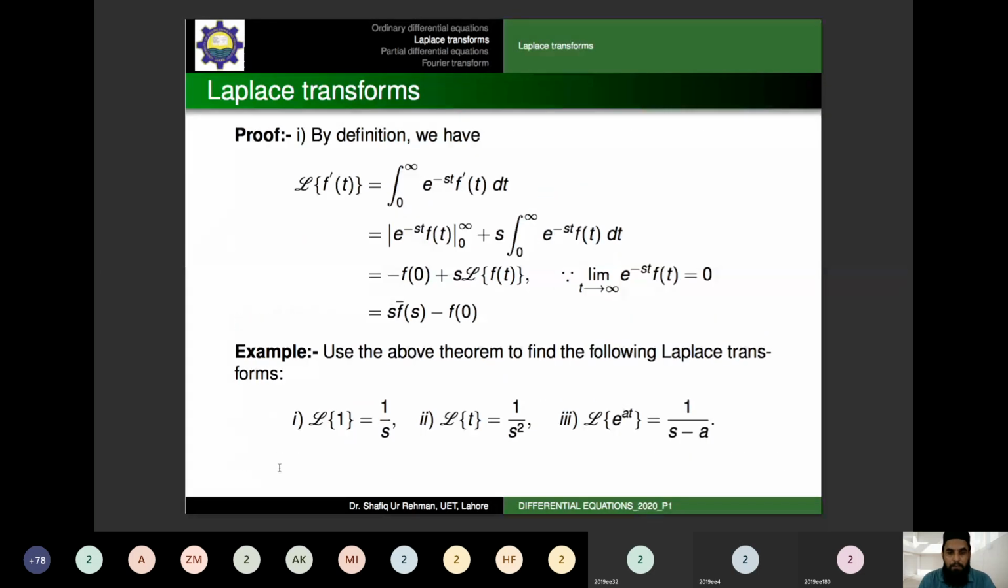If we are interested to see the proof, take into consideration the first one. By definition, we know the Laplace transform of f prime of t will turn out to be the integral over the interval from 0 to infinity. Whatever is inside the curly parenthesis will be multiplied by e raised to power minus st, with the variable of integration being t.